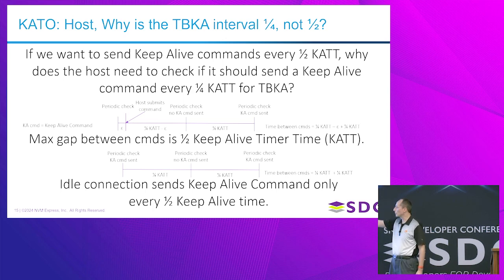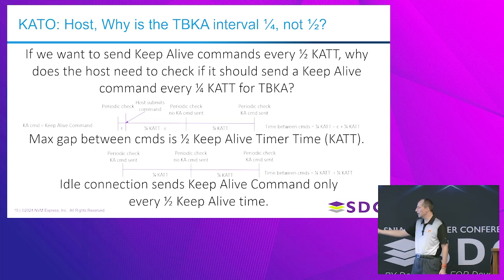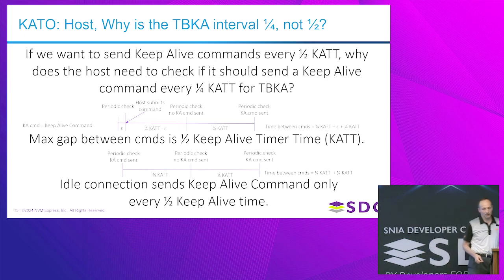And so if you replace the 1/4 cats here with 1/2 cats, then you're going to be sending a keep alive command every cat time instead of every half cat. And the controller is not going to stay alive with that. And so when you're using traffic-based keep alive, if you want to avoid sending a keep alive command, you do need to check more frequently. And if the connection is idle, you will end up sending as many keep alive commands as the command-based keep alive algorithm would.